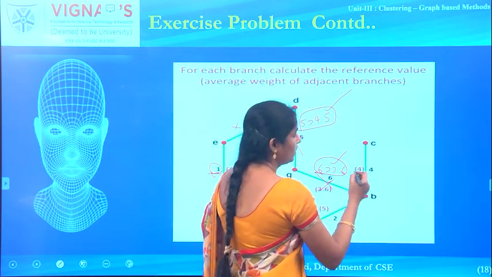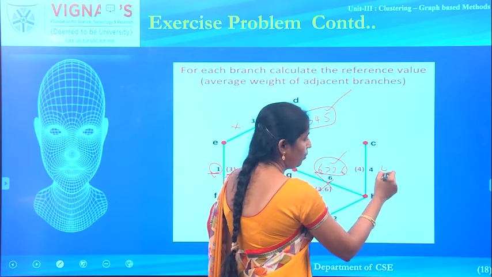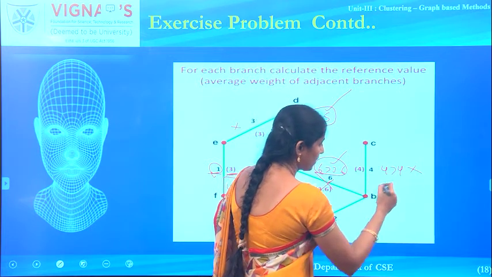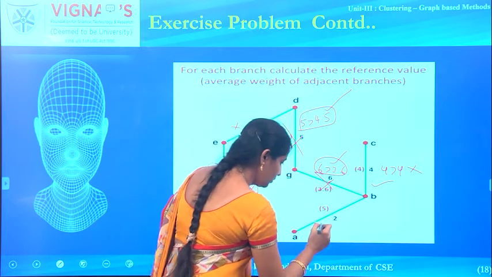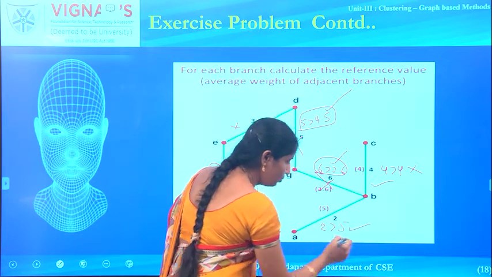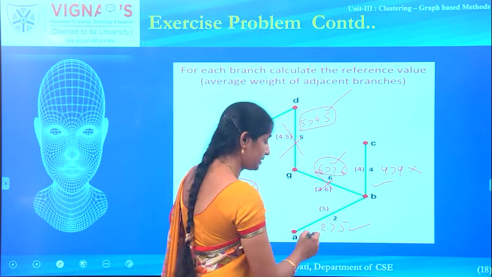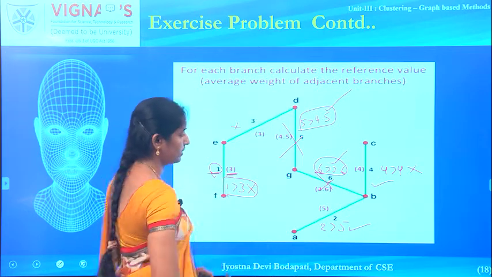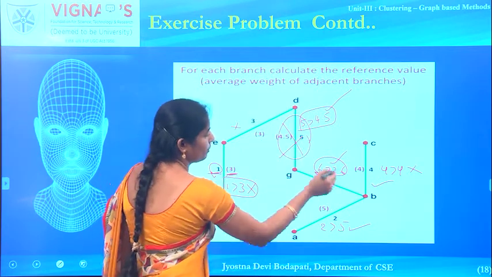Now let's proceed. Now 4 is greater than 4? It's false. So this can be retained. Now 2 is greater than 5? It's false, and you have to retain this edge also because it's not inconsistent. So only these two edges have to be removed.